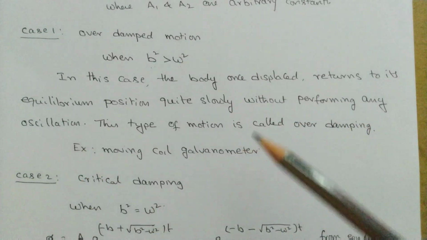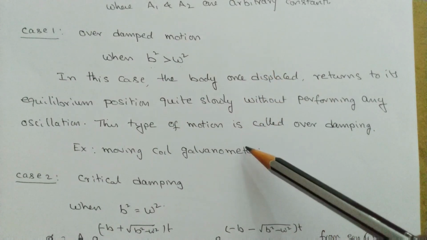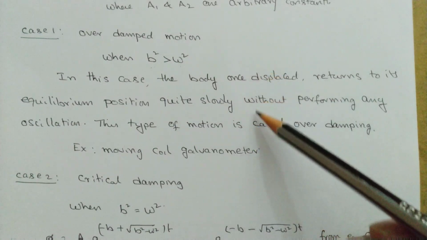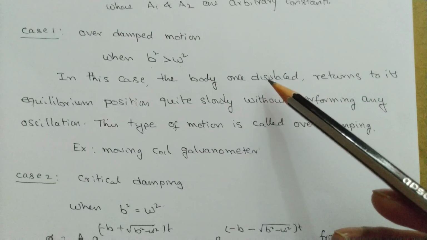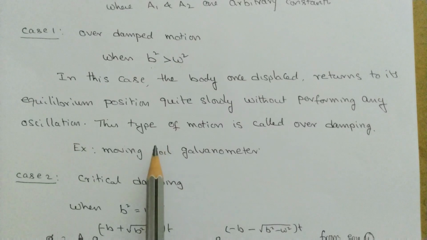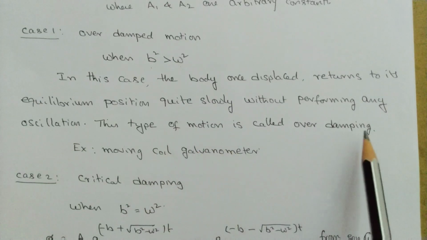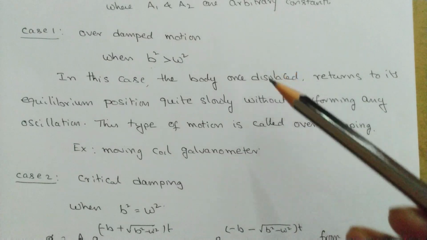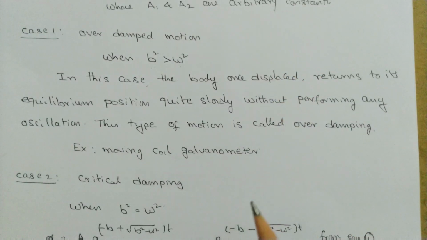Whenever we stretch a spring once, then without any oscillation, it goes to its equilibrium position very slowly. This type of motion is called overdamping. That means without oscillations, it goes to its equilibrium position.